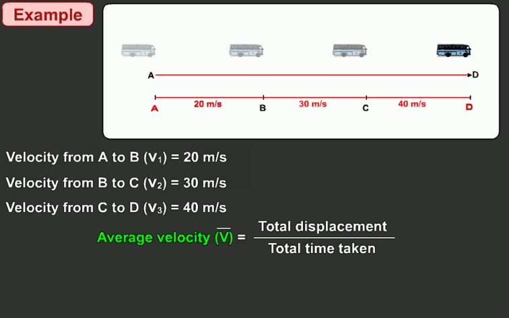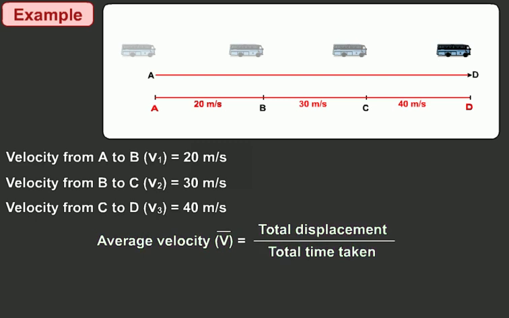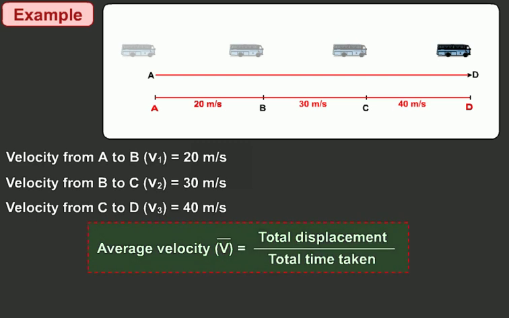The average velocity is calculated from the ratio of the displacement of the bus to the total time taken by it for the displacement as average velocity V bar is equal to total displacement (distance travelled in specific direction) divided by total time taken. V bar is equal to S upon T.